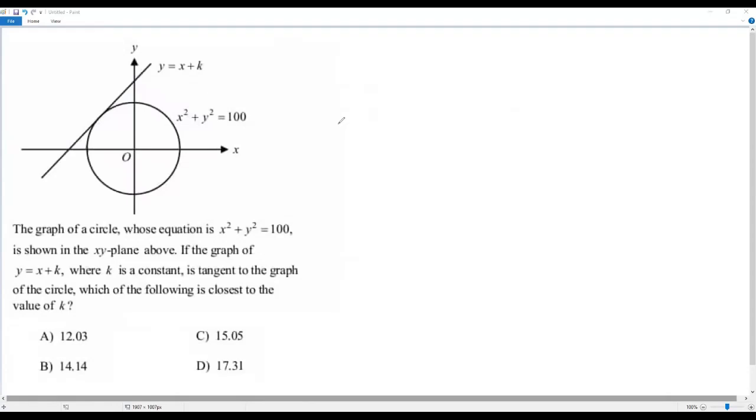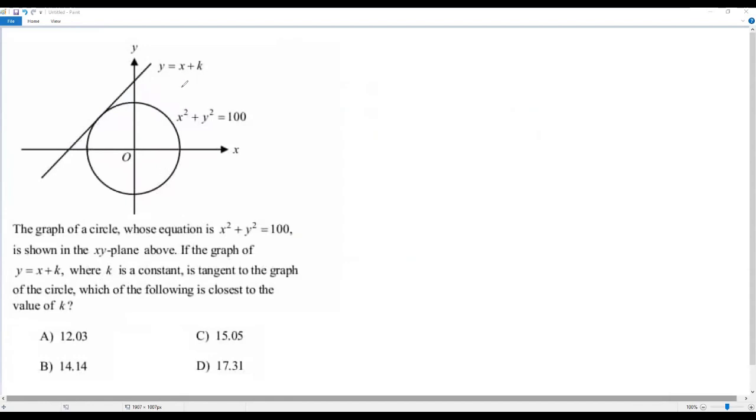Here we have a SAT math problem. Okay, let's go to the question. The graph of a circle whose equation is x squared plus y squared equals 100 is shown in the figure above. If the graph of y equals x plus k, where k is a constant, is tangent to the graph of the circle, which of the following is closest to the value of k?